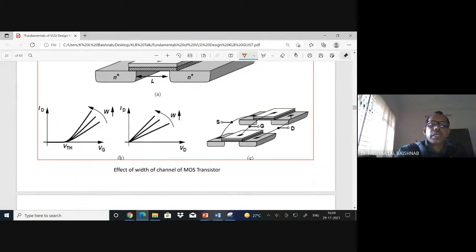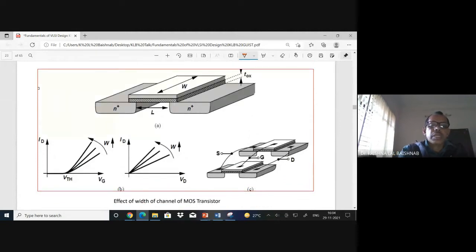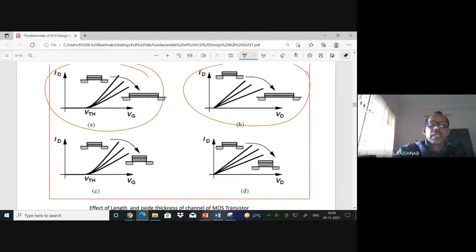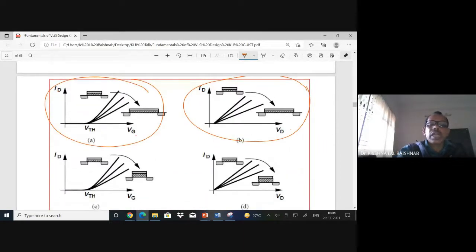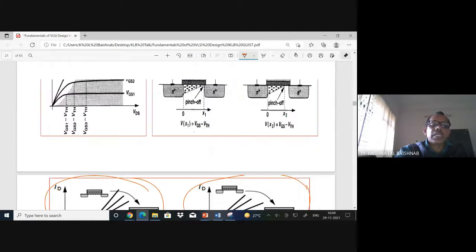That again shows that if I change W, my graph is changing. So this shows the effect of W, then the width effect, the thickness effect, and the length effect. Those effects are basically shown.